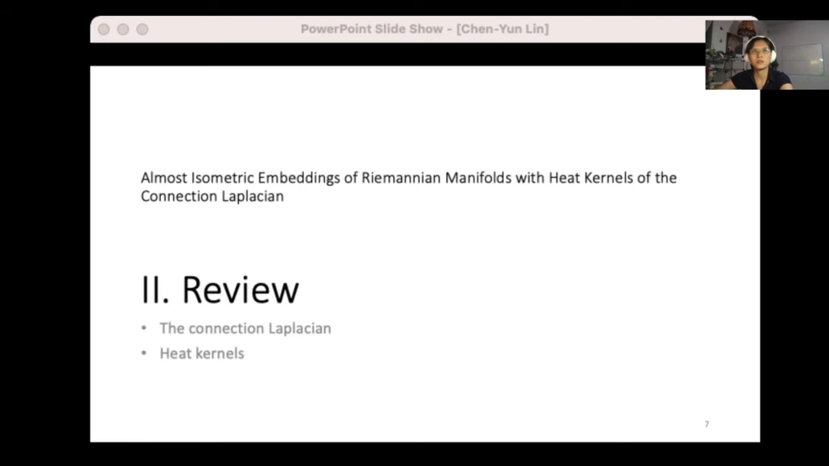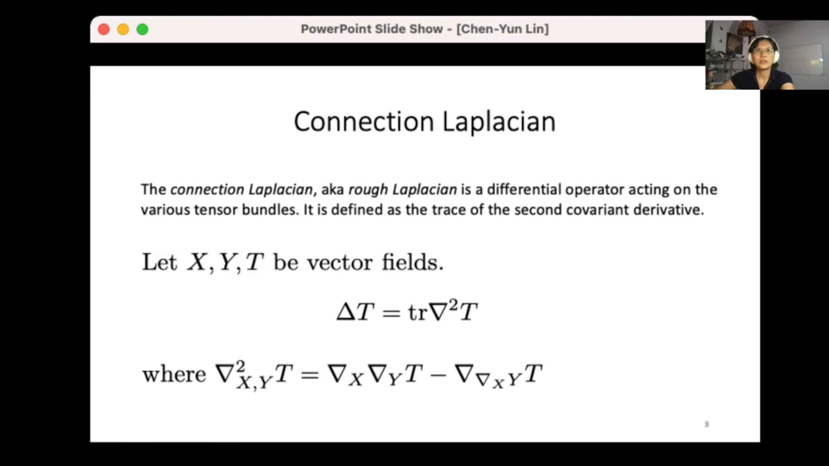In the second part of the talk, we will review what the connection Laplacian and its kernels are, and some important inequalities that we'll be using. The connection Laplacian is also known as the rough Laplacian. It is a differential operator acting on tensor bundles, defined as the trace of the second covariant derivatives. Here we have the definition, and for our work, we will be considering the connection Laplacian on the tangent bundle.